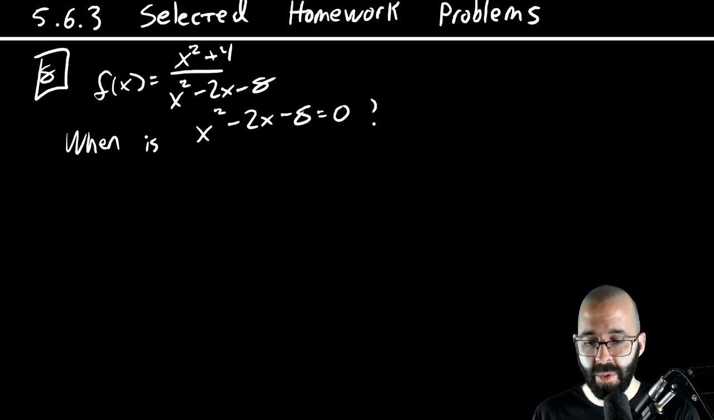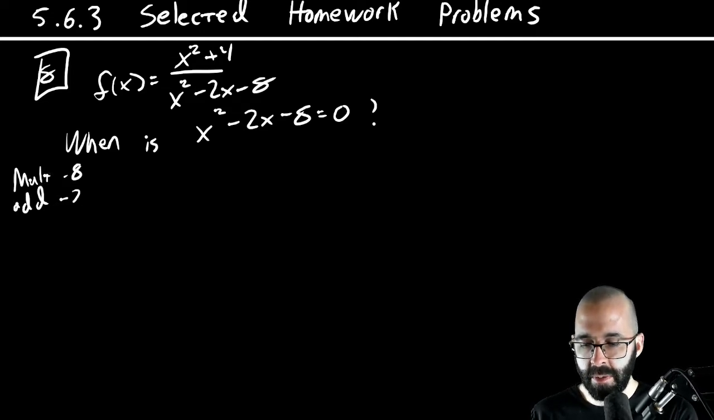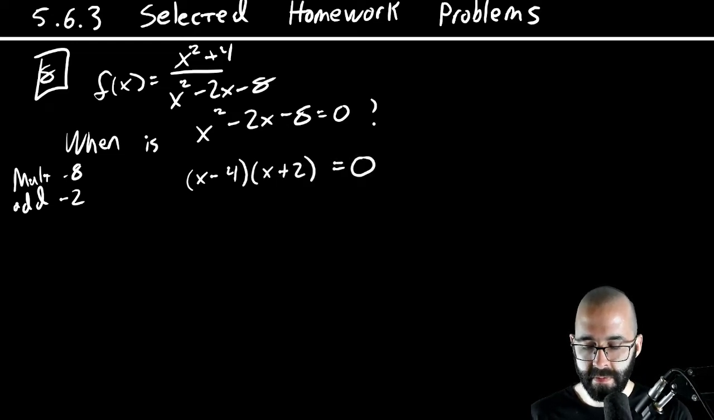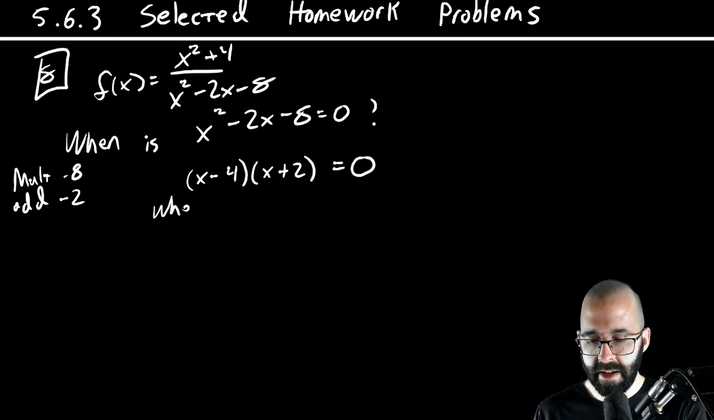We have to factor or use the quadratic formula or complete the square. Anyone like completing the square? So we need two numbers that multiply to -8 and add to that middle number, -2, because this is a trinomial with leading coefficient 1. That's going to be -4 and +2. -4 multiplies to -8. Yep. Adds to -2. Great. This is going to be when x is equal to +4 or -2.